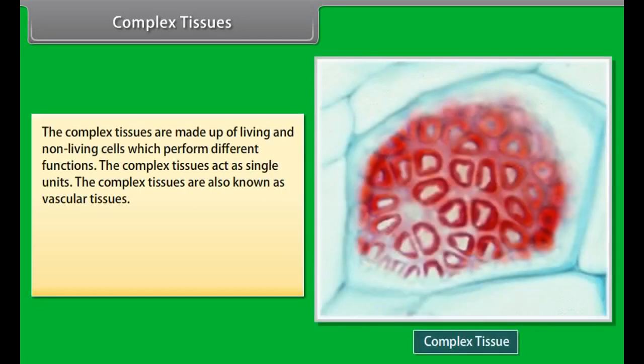Complex tissues. The complex tissues are made up of living and non-living cells which perform different functions. The complex tissues act as single units. The complex tissues are also known as vascular tissues. Complex tissues are of two types, xylem and phloem.